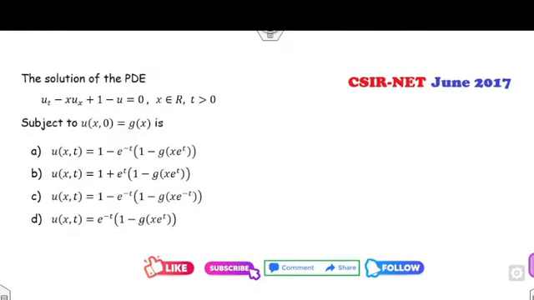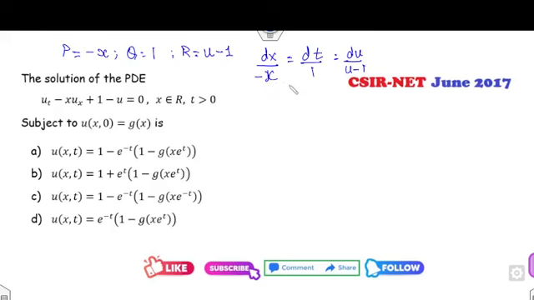Look at this another problem. The solution of the partial differential equation again, P is equal to minus x, Q is equal to 1. R is, because this is not on the right hand side, I have to make it on the right hand side. Write the auxiliary Lagrange equation. This is dx over minus x, dt over 1, and du over u minus 1. From the first two equations, I can say x e raised to power t is my constant.